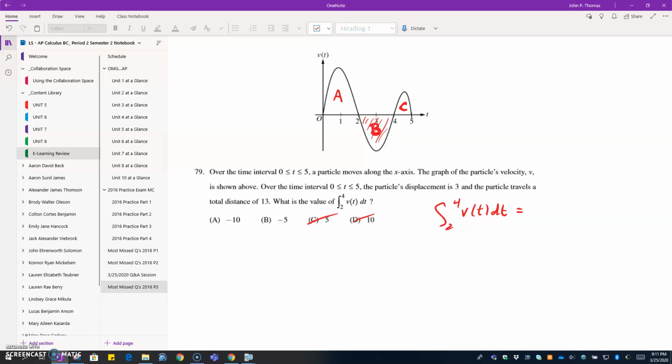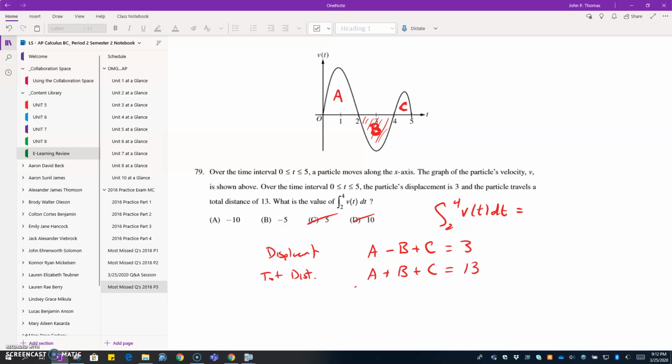So the first piece is displacement. My displacement, we're going to do A minus B because it's negative, plus C, and that needs to equal 3. For my total distance, we're going to do A plus B plus C equals 13.